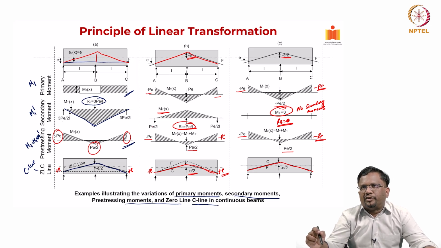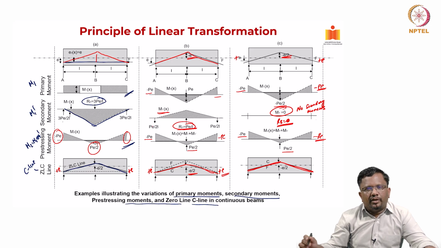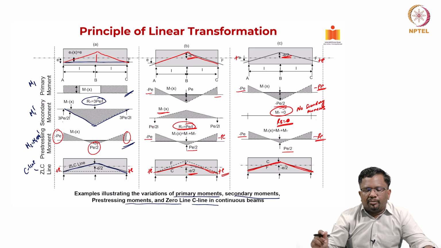Okay. So, for example, if you see here, what are the cable profile that we have? So, here it is plus E, here it is minus E by 2, here it is plus E. So, this is exactly where the thrust line is actually following the CG of the strand itself. So, that indicates that there are no secondary moments. This is also, if you look at it here. So, these 3 examples illustrates the concept that by using principle of linear transformation, we can find out a concordant cable profile. So, which we will talk about it in the coming slides.